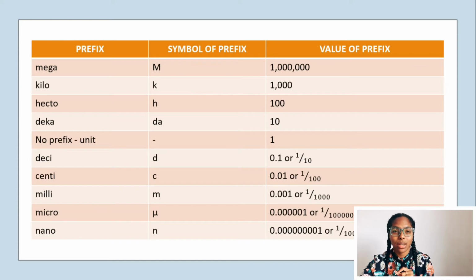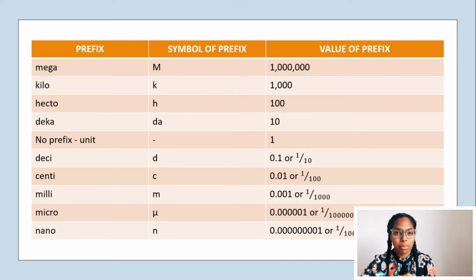Below centi, we have milli, just like millimeters, and we have a lowercase m. The value for that is 0.001 or 1 over 1000. Now, if you think about this, it's just like it is said that a millipede has 1000 legs. Note that I said it's said that a millipede has 1000 legs.